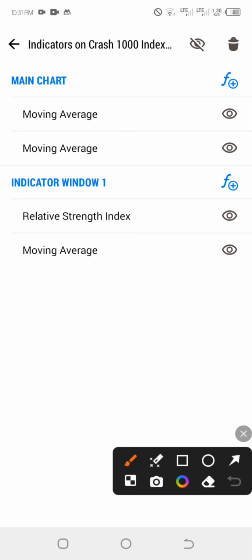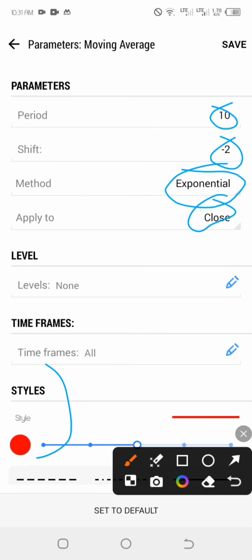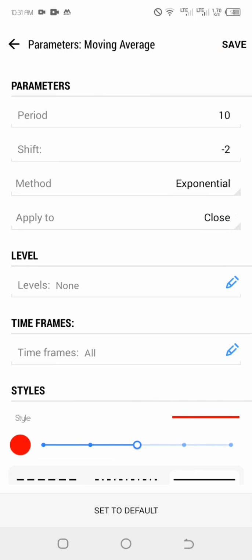Now for the next indicator, which is the moving average, how do we add this up? I click on this F icon right here. Search for moving average and click on it. Now for the moving average, the period is 10, shift is -2, method is exponential, apply to close, and we are using the red color. So click on save once you do that, and that is the indicator we are going to be using for this strategy.